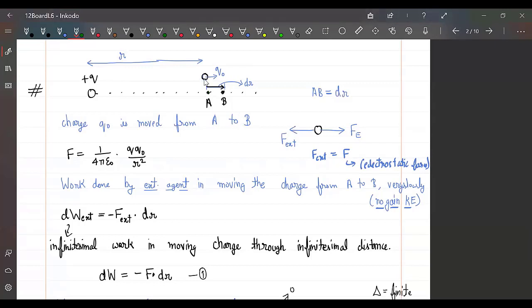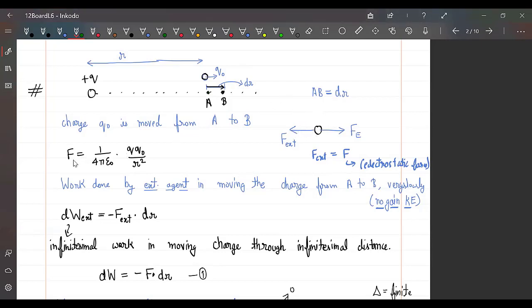So on charge q naught, there are two forces. You want this charge to move very slowly, so you're applying an external force on it, such that you're moving it very slowly from A to B. We don't want it to gain kinetic energy because we only want to find the work done by the electric field. So the force of the electric field will be towards the right, and you have to pull the charge towards the left to move it very slowly.